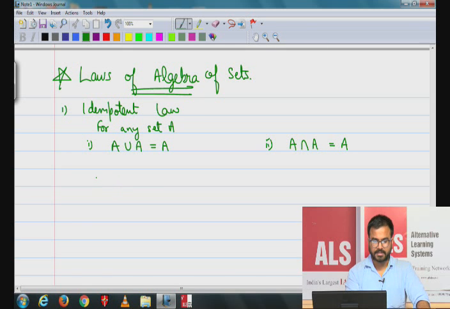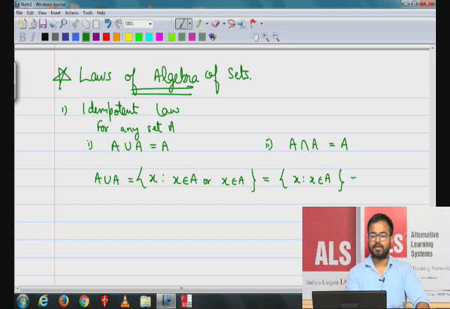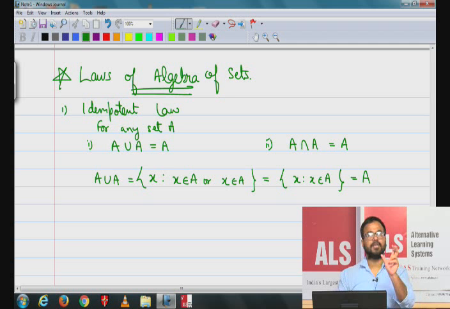Let's say A union A means set of all X such that X belongs to A or X belongs to A. It means set of all X such that X belongs to A, and X belongs to A means capital A. This is the way in which we can prove this thing. A union A means the set of all X which belongs to A or X belongs to A, in the union we have just studied. So both are the same thing. So we can write this as only set of all X such that X belongs to A, which is basically A.